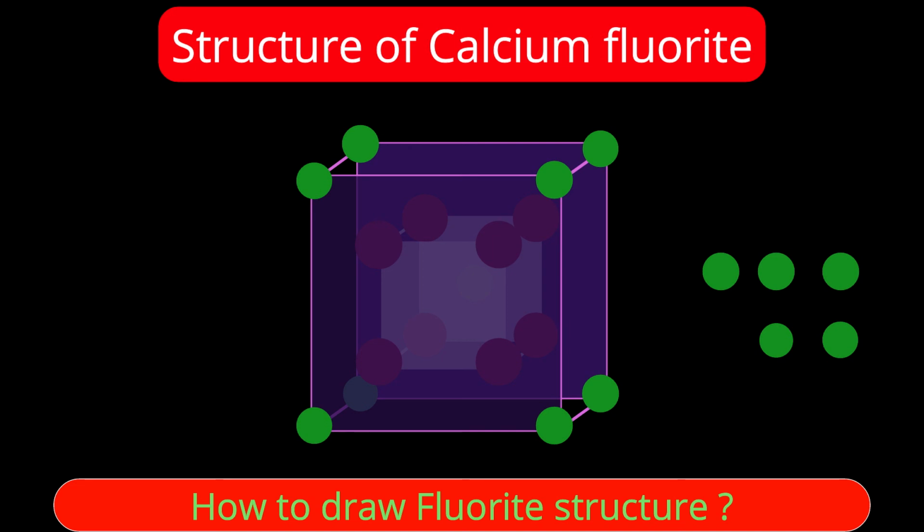Now draw the front side face of the large cube, a large square, and at the corners of that large square place the small metal ions, calcium ions. Now place the calcium ions at the remaining face-centered positions. If I had shown you the structure directly, there would be complications. So I have shown stepwise development to you.